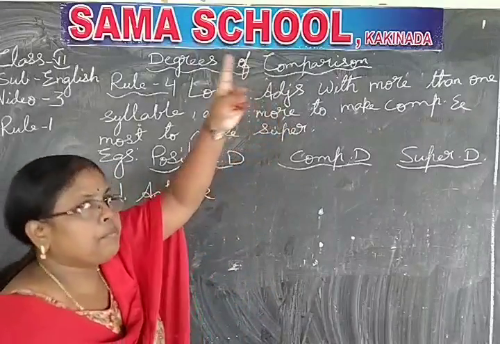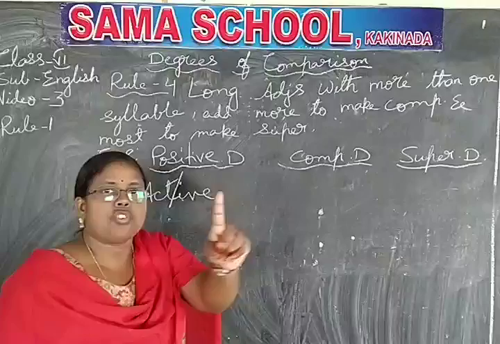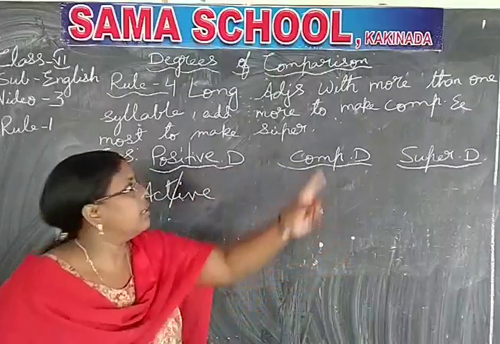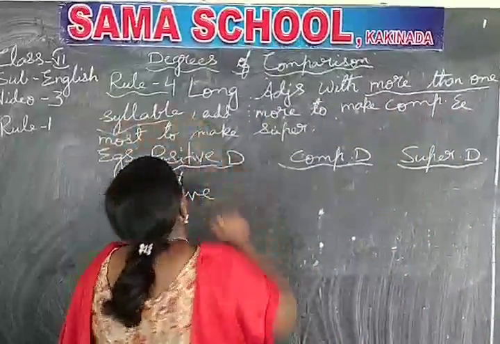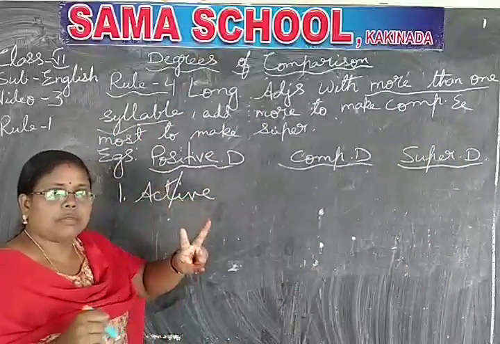What is the rule saying? More than one syllable. It should not be one; it should be more than one syllable. See. More than one syllable. Okay. Act plus if, 2 syllables, right?